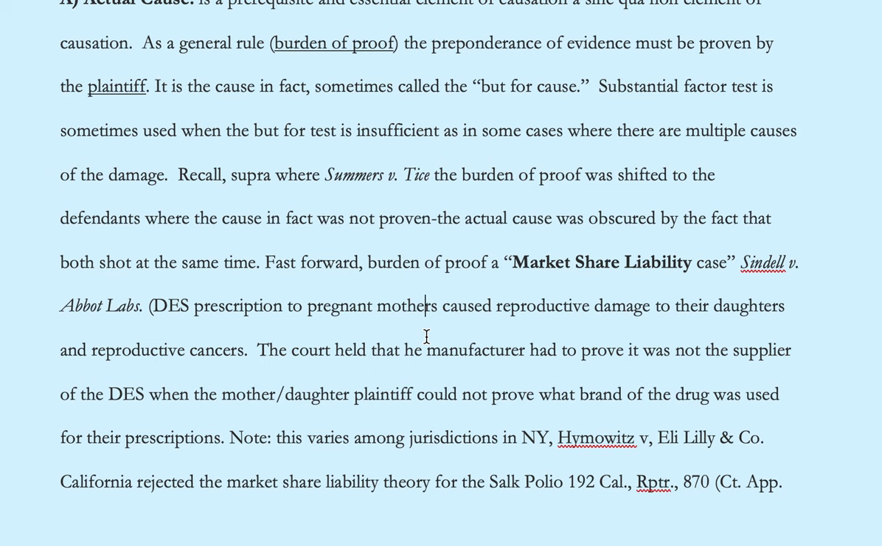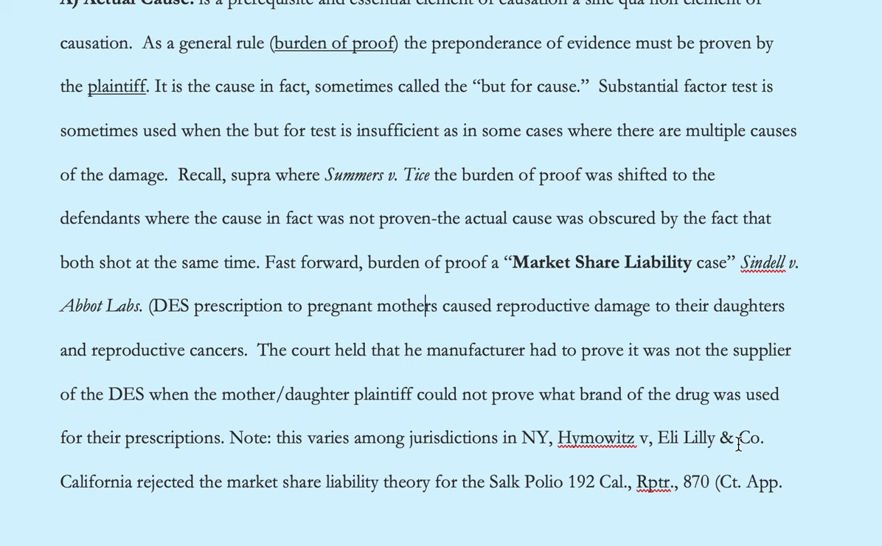Now, you need to understand that this is not the only decision, the only court, and there have been other cases, like New York's Hymowitz versus Eli Lilly and Company, where California rejected the market share liability theory.